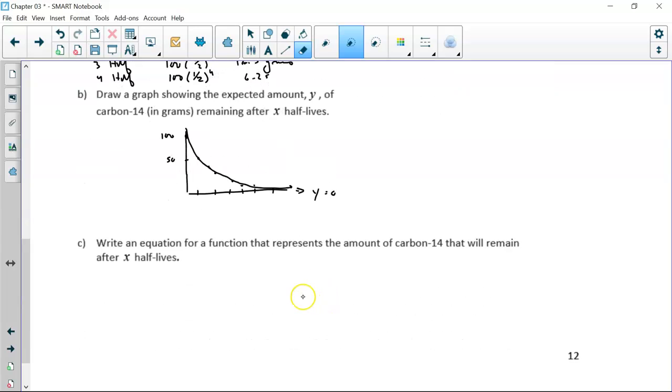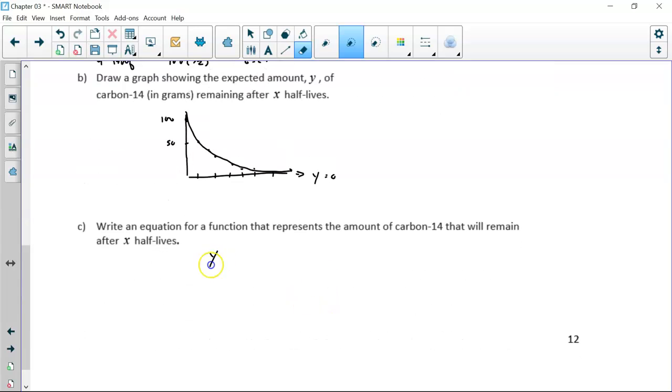So for our function, y equals a, our initial, 100, times our multiplier, 1/2 to the x. That's our exponential decay model. Notice that the number in parentheses is less than 1. That's what creates it to be exponential.